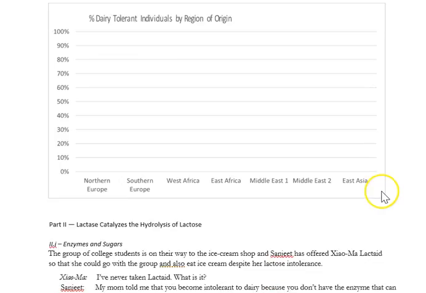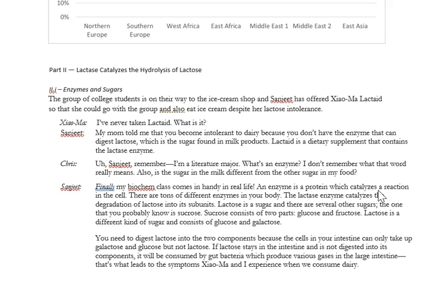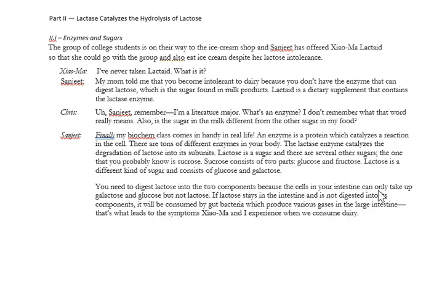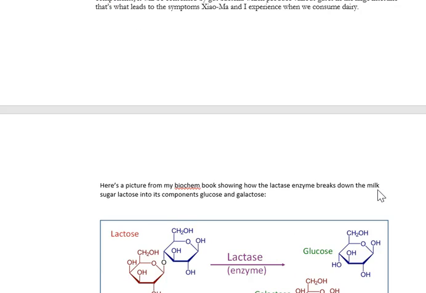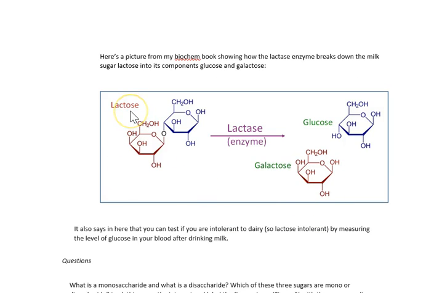Then here's just a continuation of their discussion, going a little bit into the biochemistry. Again, keeping it simple. It's going to show you a picture of lactose, which is a sugar. When it ends in OSE, it's a sugar. And there's an enzyme called lactase. Enzymes many times end in ASE. What an enzyme does, it takes a molecule and it breaks it into smaller molecules. So lactase is going to break lactose into two smaller sugars, glucose and galactose.